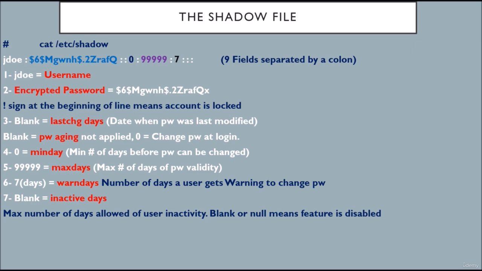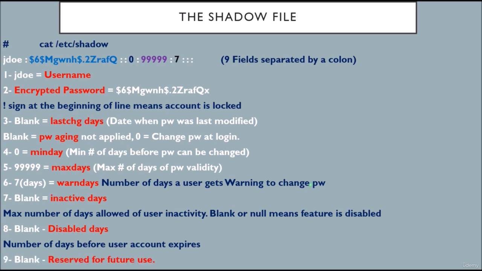The 7th field is blank in our case. It stands for inactive days. That shows the max number of days allowed of user inactivity. Blank or null means the feature is disabled. And the 8th field is also blank, but is used for disabled days, the number of days before the user account expires. And the 9th field is again blank, but it's reserved for future use, so we're not going to be doing anything with that field currently.